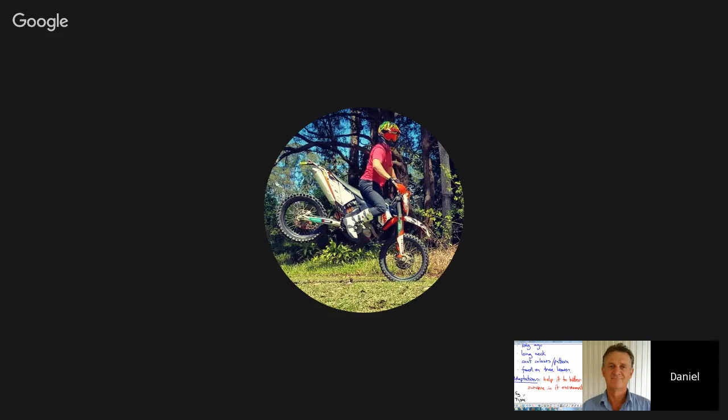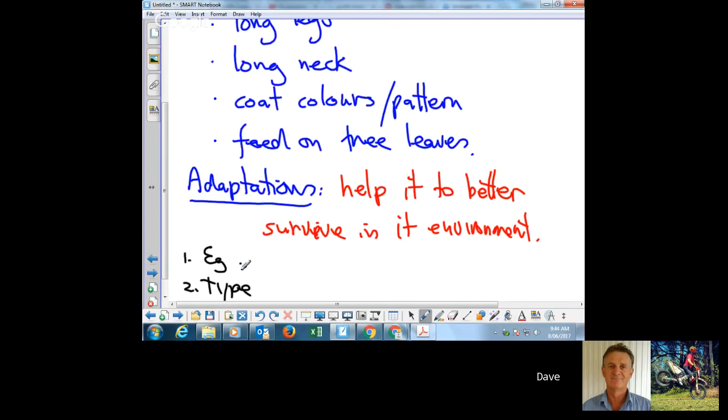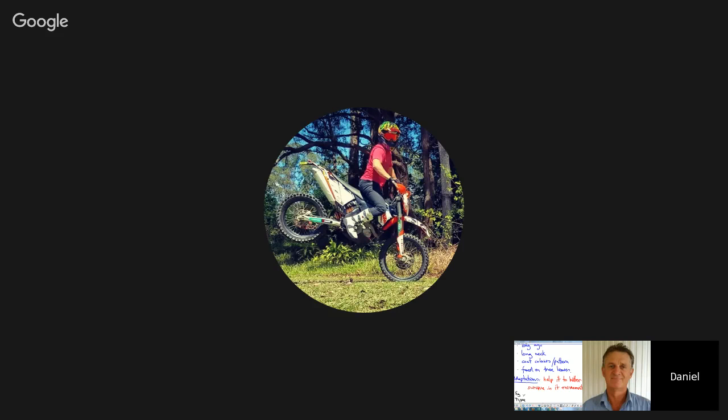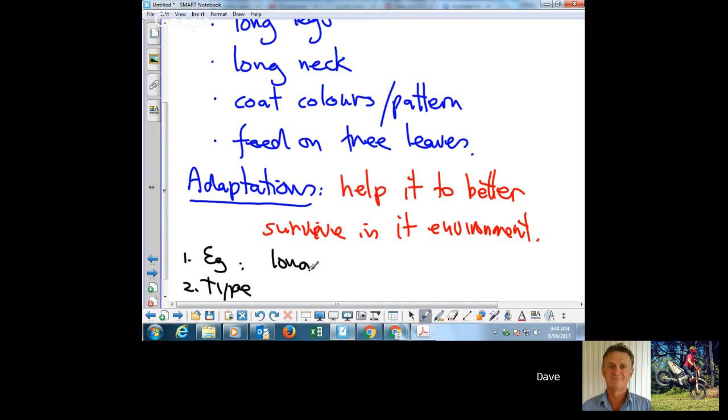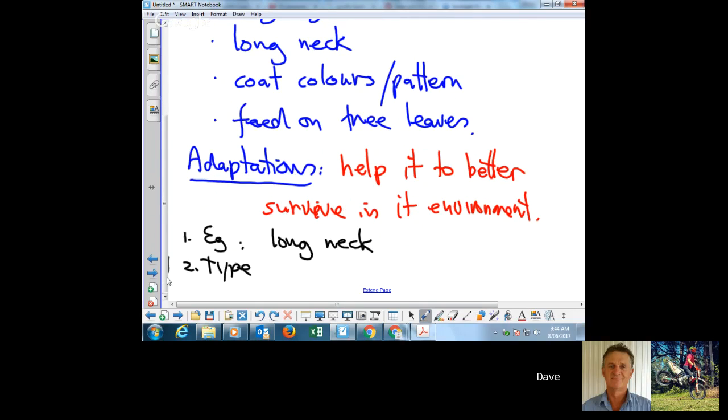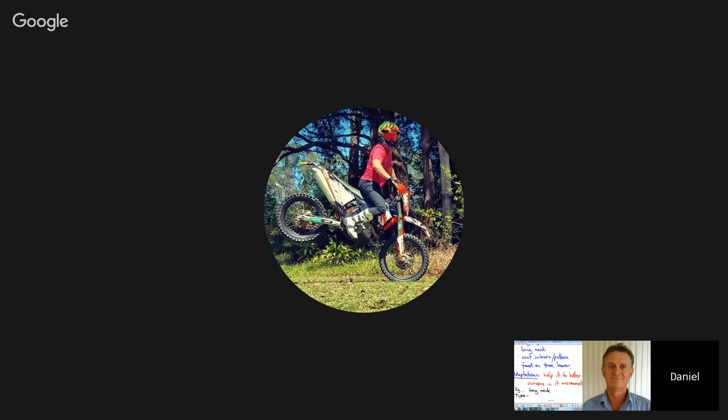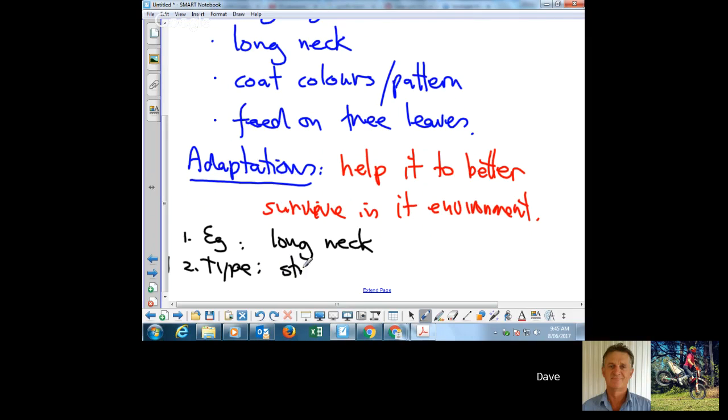An example of the adaptation would be its long neck, so okay, it can graze. Okay, long neck. What type of adaptation? Is it structural, physiological, or behavioural? Structural. Yep, structural adaptation.